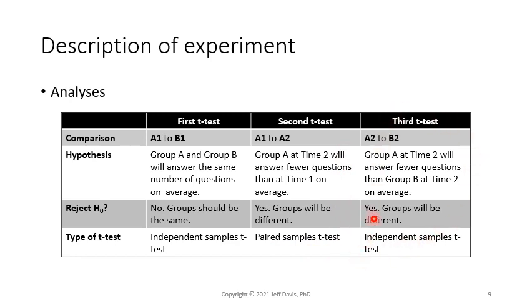Then our final test, we're going to compare group A at time 2 to group B at time 2. Here's what we're hypothesizing: group A at time 2 will answer fewer questions than group B at time 2 on average, because group A has been exposed to the stressor. Therefore, we would expect them to answer fewer questions. Here we're hoping that we reject the null, because that will indicate that the two groups are different.